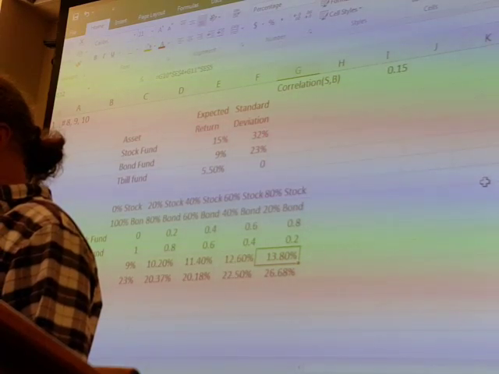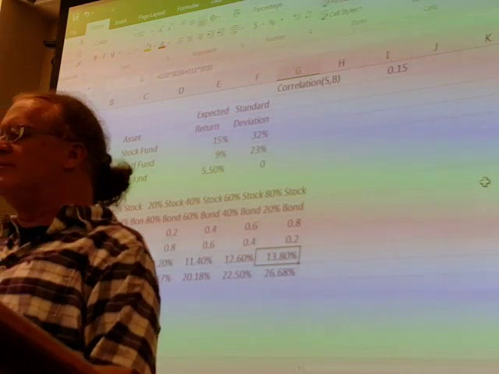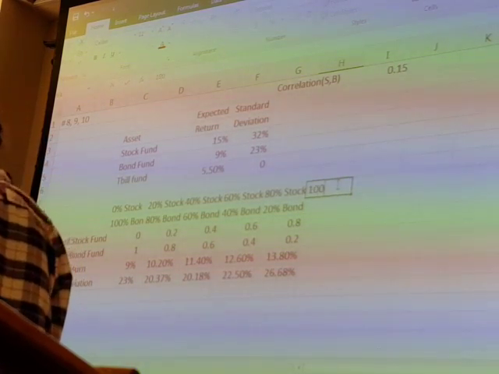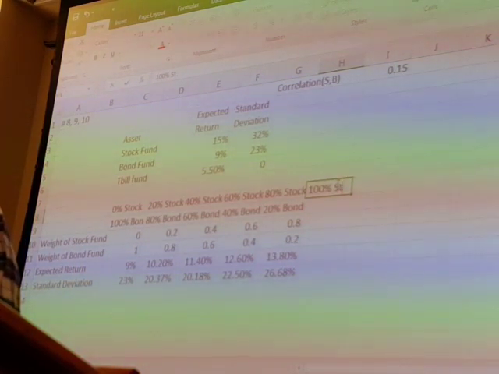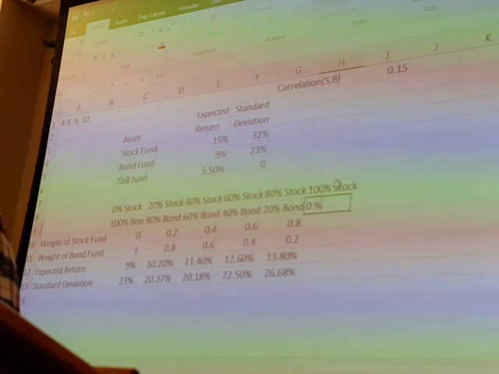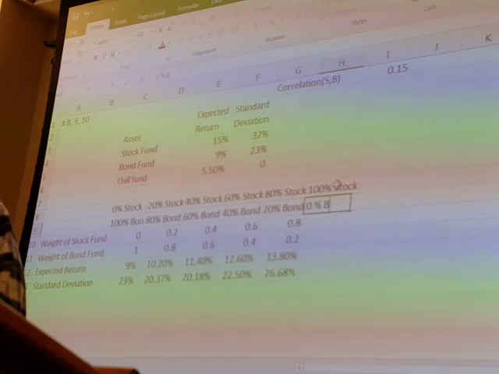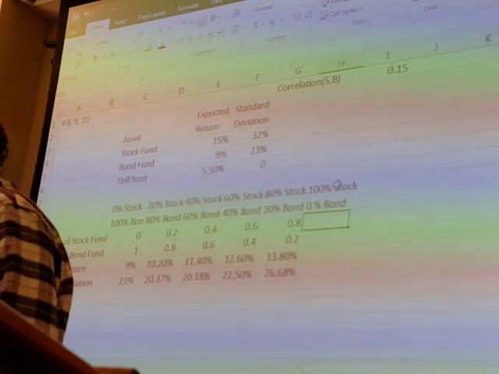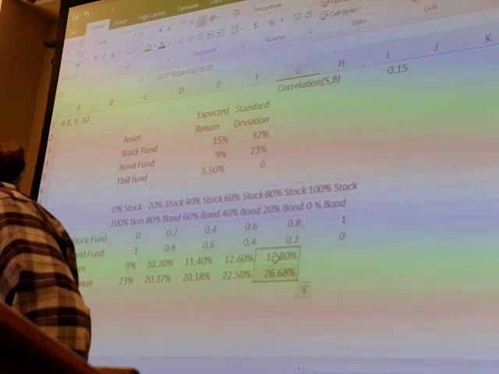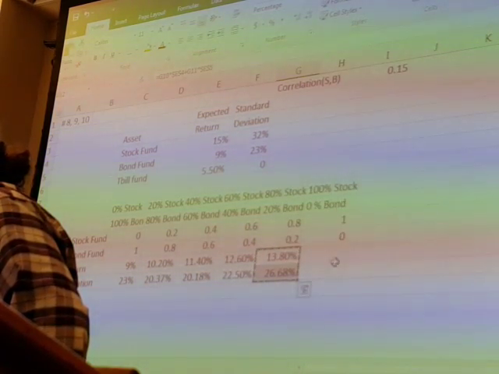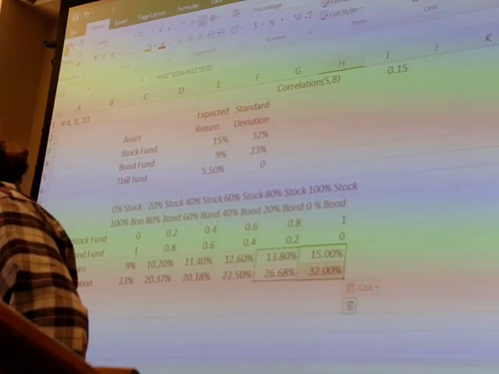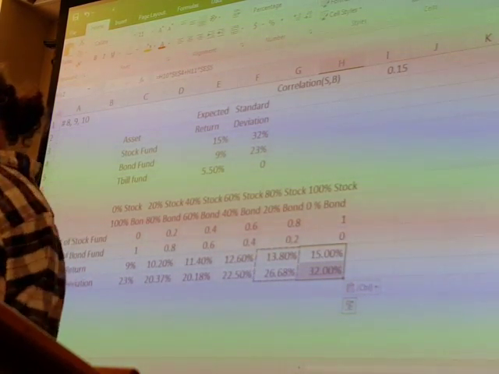Okay, so that's giving us even higher expected return and standard deviation. And then let's go to 100% stock. We already know what it's gonna be because this is just basically the stock fund by itself. Let's see if I can copy that over. Yeah, all right.